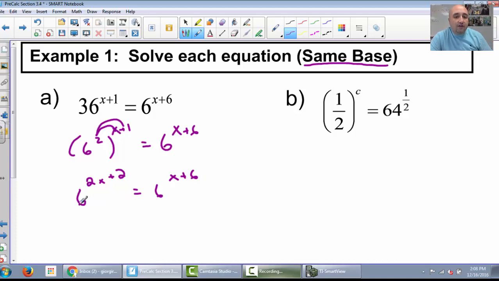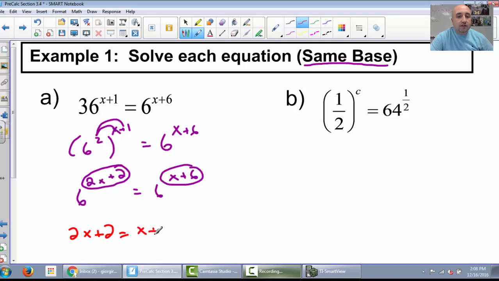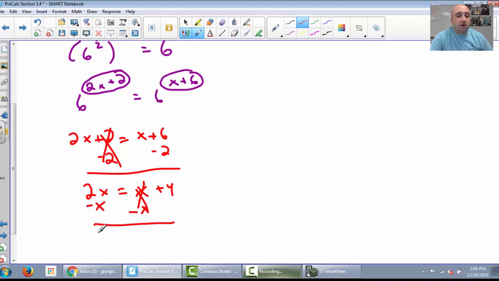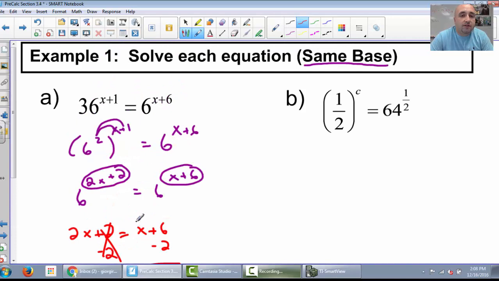Okay, so now we have the same base. It says they're equal to each other, and if we want to know what x is, if we have the same base, we can take the exponents and set them equal to each other. So we should be able to do 2x plus 2 equals x plus 6, and we should be able to solve this equation. So I'm going to subtract 2 first. So 2x equals x plus 4, 6 minus 2, and now I need the x's on the left, so I'm going to subtract x. So 2x minus 1x is x equals positive 4. So the solution to this problem is 4.